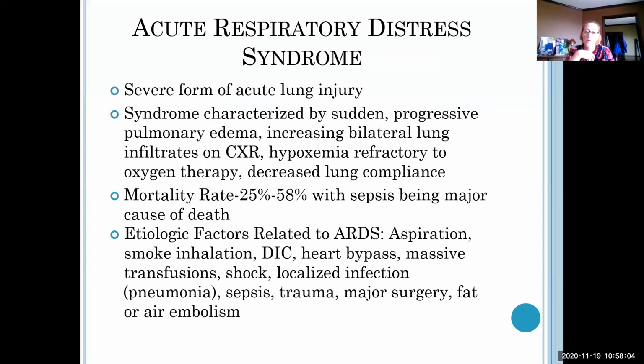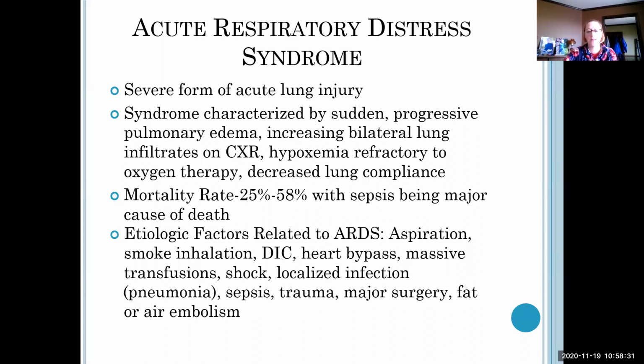ARDS is a severe form of acute lung injury, which is characterized by sudden progressive pulmonary edema, increasing bilateral lung infiltrates on the chest x-ray, and hypoxemia that's refractory to oxygen therapy. And they have decreased lung compliance, so they have those stiff lungs. The biggest indicator though is that hypoxemia that's refractory to oxygen therapy. It's like you just keep giving them oxygen and they are not responding.